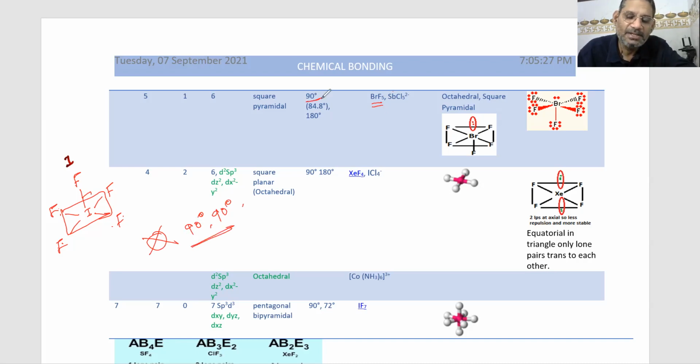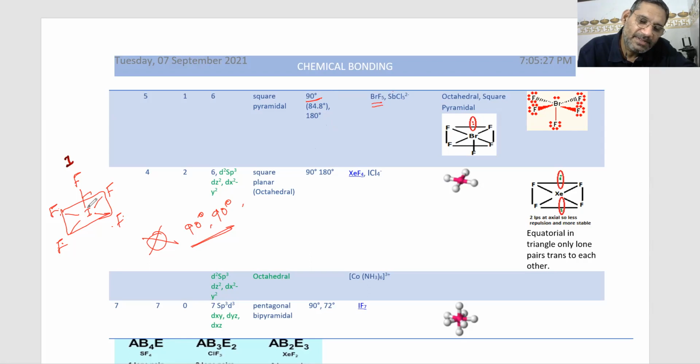Bond angle will be 90 degree, and exactly it is not 90 degree. It is 84.8 degree, a little less than 90, because of the presence of one lone pair. Why exactly is it not 90 degree? Why is it 84.8 degree? Because of the presence of one lone pair of electrons.